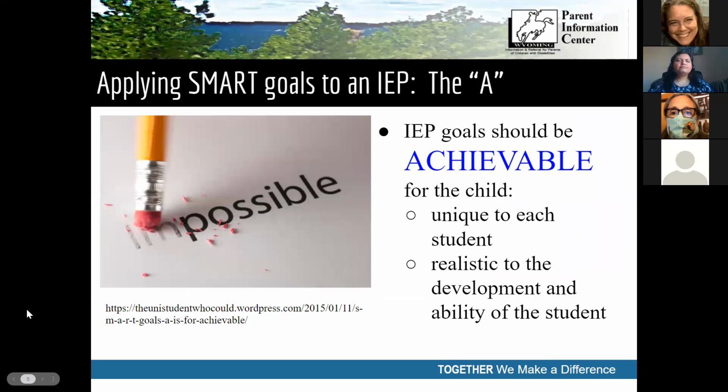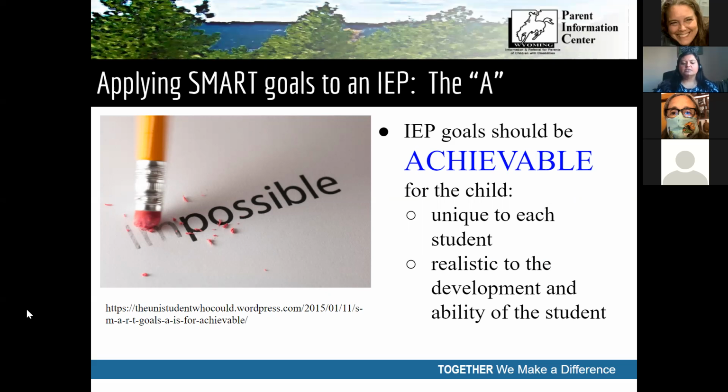Achievable. So we know that an IEP stands for an individualized education plan, but I have heard lots of teachers, lots of special ed teachers, lots of schools, lots of parents, lots of SPED directors say, "Oh yeah, we do that one for each child. Every child gets that goal." But the whole point of an individualized education program is that it's to be unique to each child.